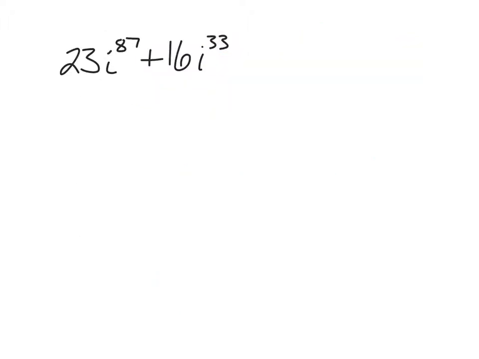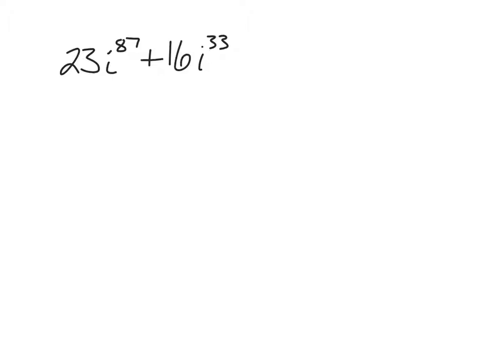So for this final example I'm going to do, we have this expression where we're going to try to add two terms together, but just like if these were variables, these are not like terms right now because this has an i to the 87 and this has an i to the 33. So there may be a chance that these can't be combined at all, but we do need to simplify this a little bit, and then maybe we can.